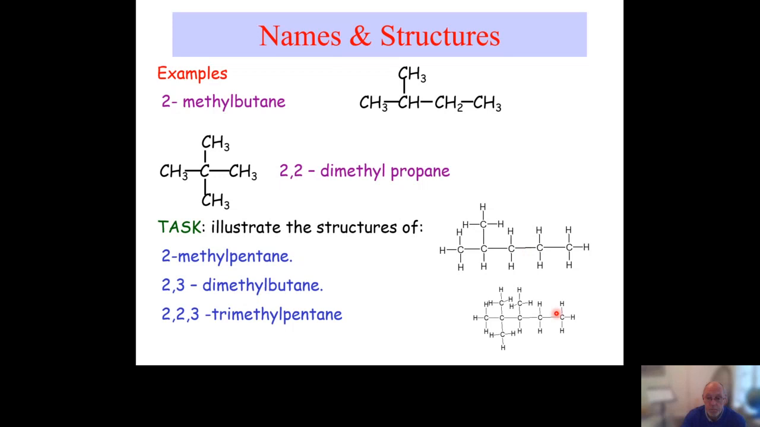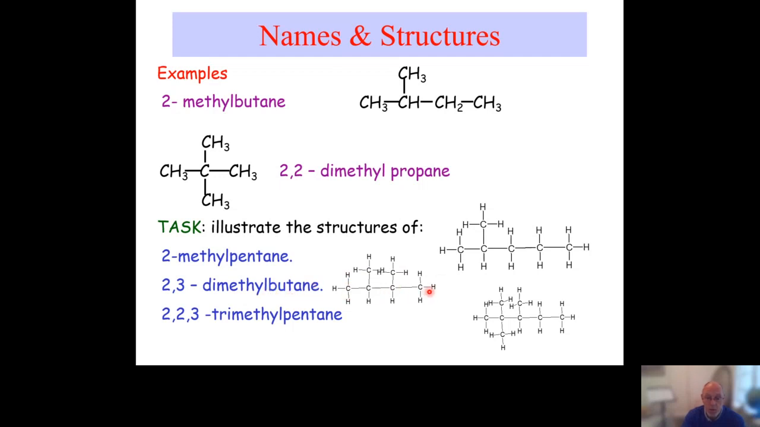2,3-dimethylbutane is going to look like this. No, it's not. It's going to look like this. Sorry. 2,3-dimethyl. There's 2 methyls on this molecule. There's your longest chain, which is but.